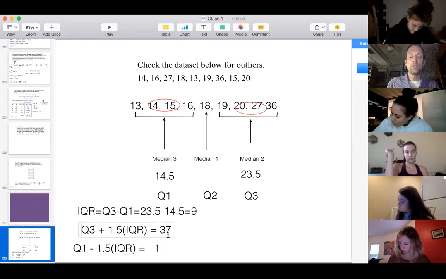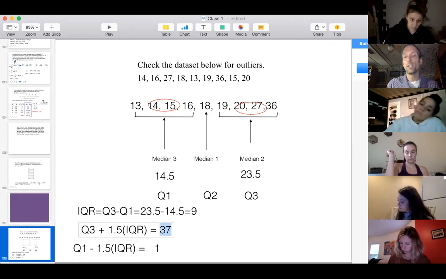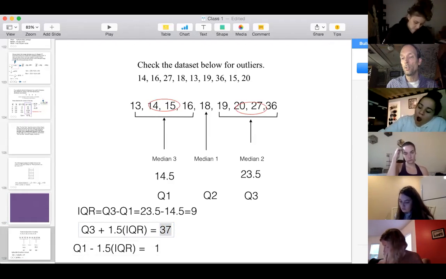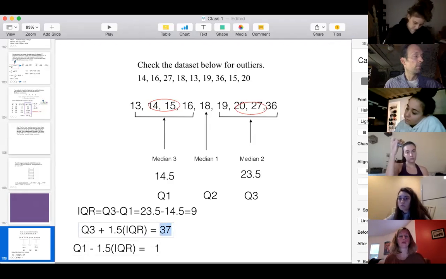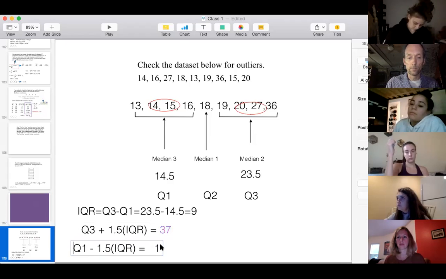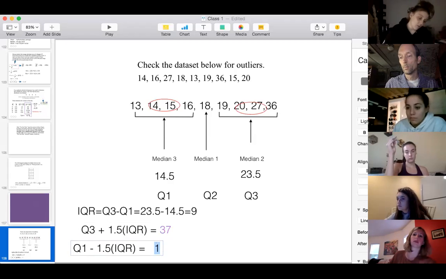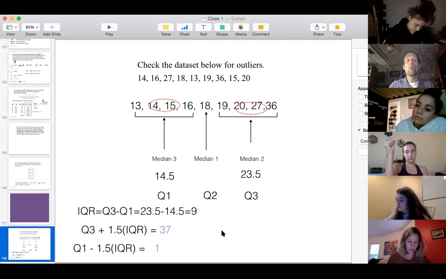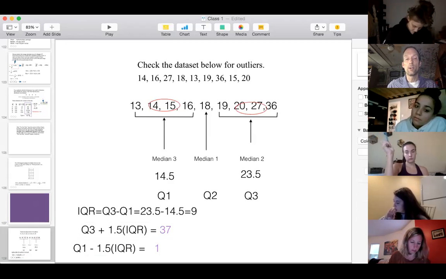What we're going to do is take these two numbers here. Let's highlight these and let's see if I can get my highlight control up and running. I need to turn that bell sound off. Okay, so now we've got these two numbers in purple. What we want to do is go back into our data set and see if we identify any numbers outside the range of 1 and 37.